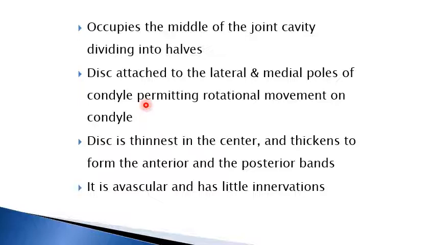Looking at the finer details of the morphology, the disc is thinnest in the center and it thickens to form the anterior and the posterior bands. So it is something like the biconcave shape of your RBC: the center of the disc is thin and the periphery of the disc is thick. Point to be noted also that the disc is avascular and it has got little innervation.